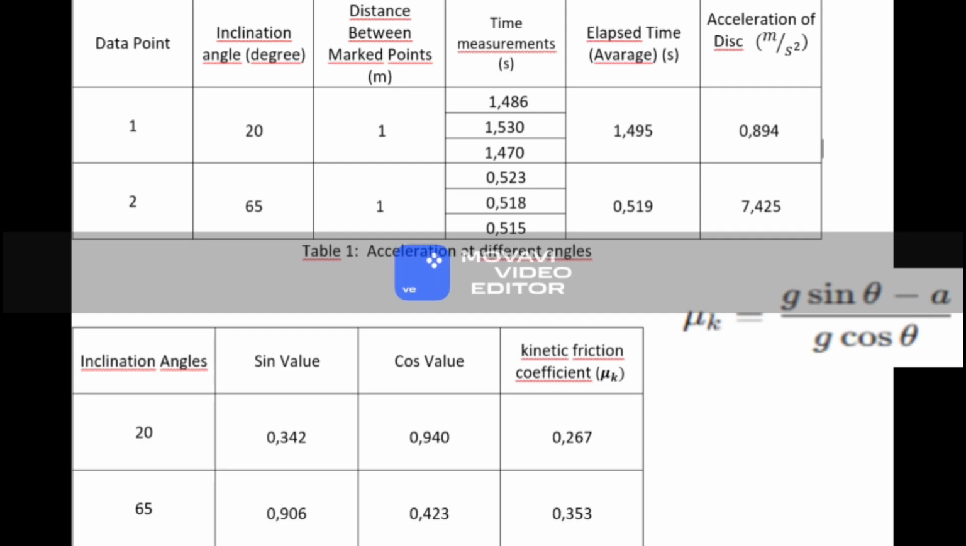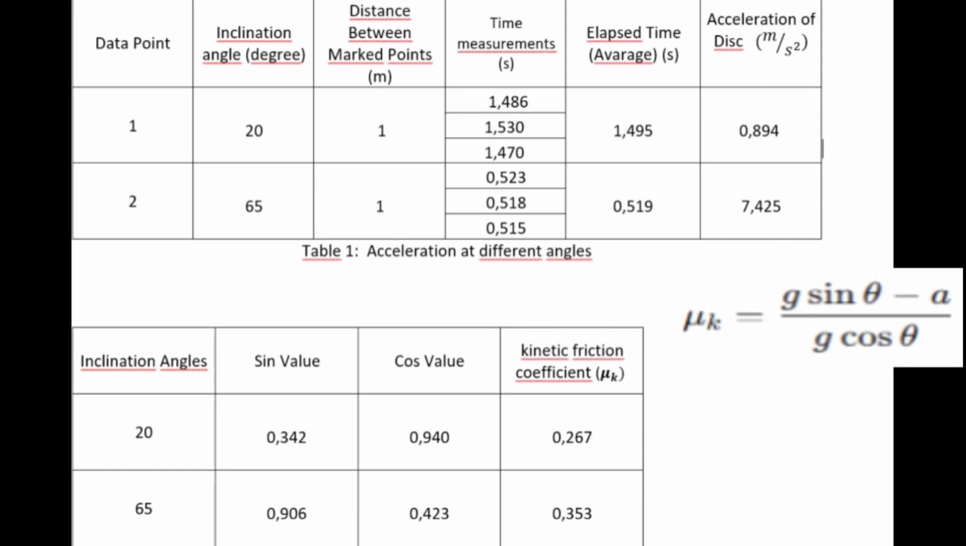The possible reasons for this error are weather conditions such as wind, measurement errors due to the insufficiency of our measuring instruments, and the fact that the plank and the disc are not perfectly flat.